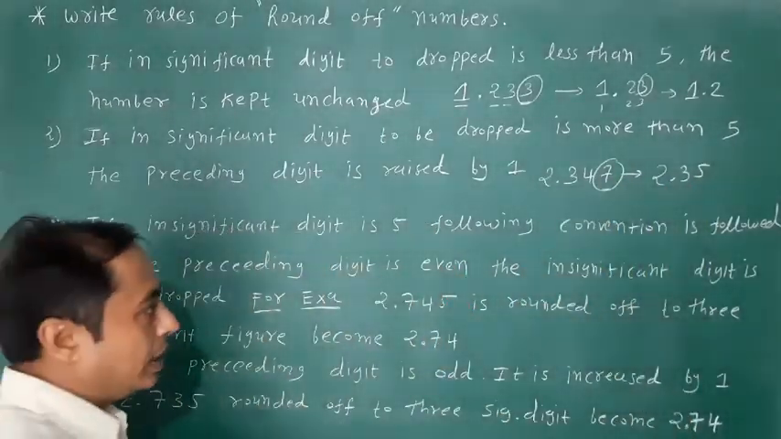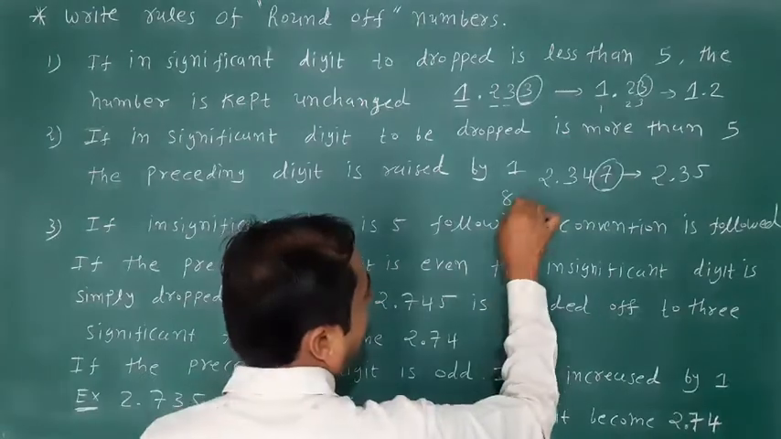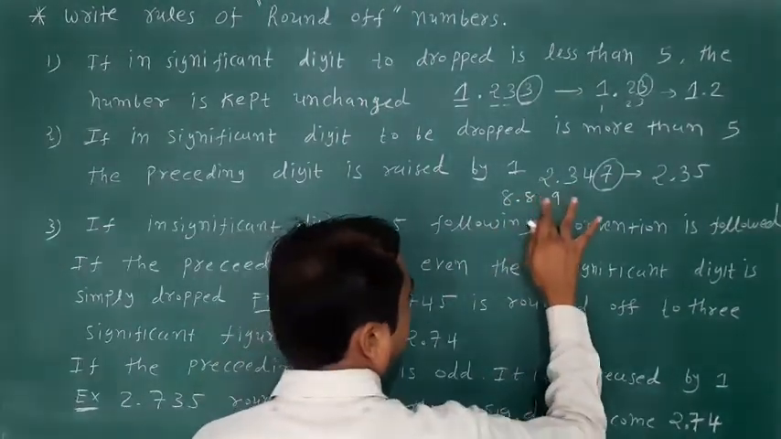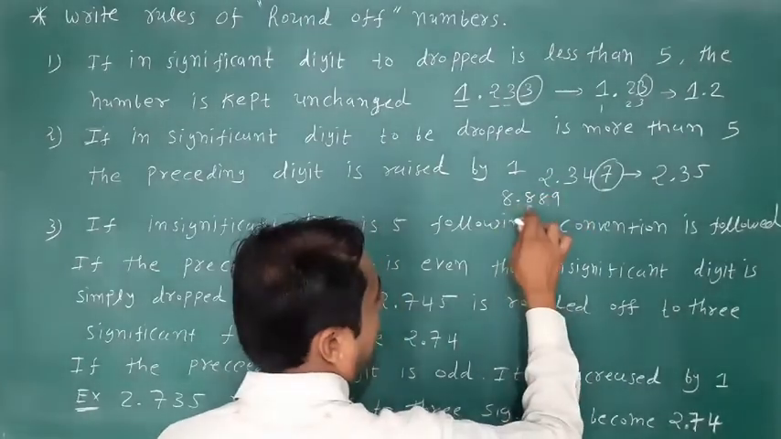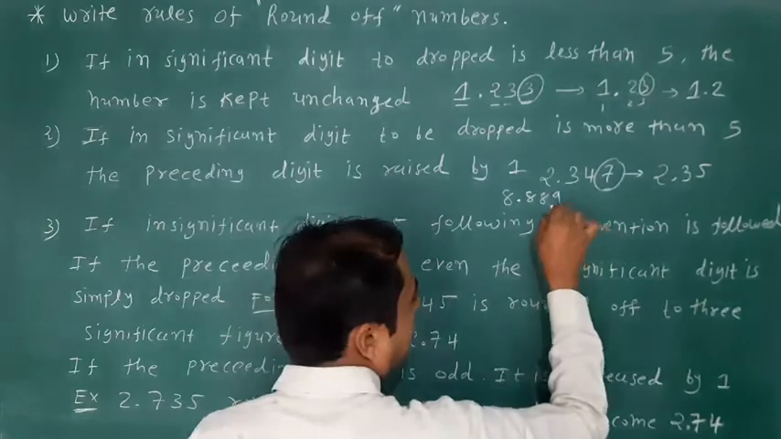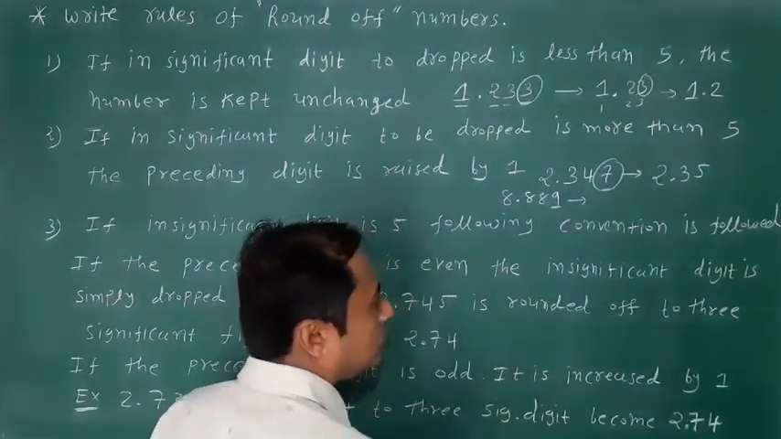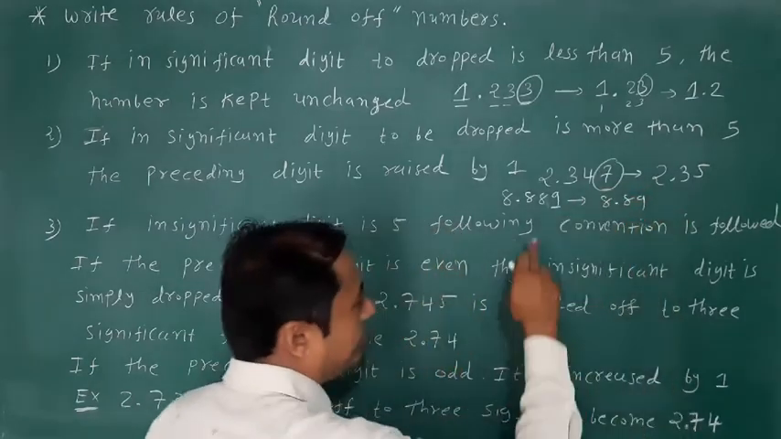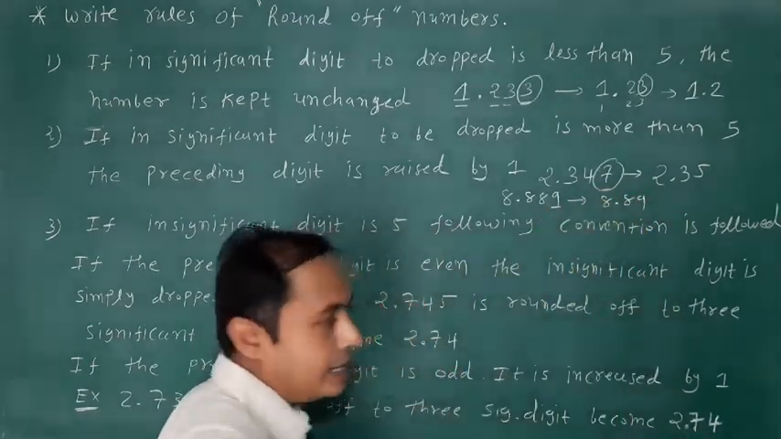Okay, another example, 8.889. Okay, so this last 9 now we want to remove. So 8.89, means 8 plus 1, 9.